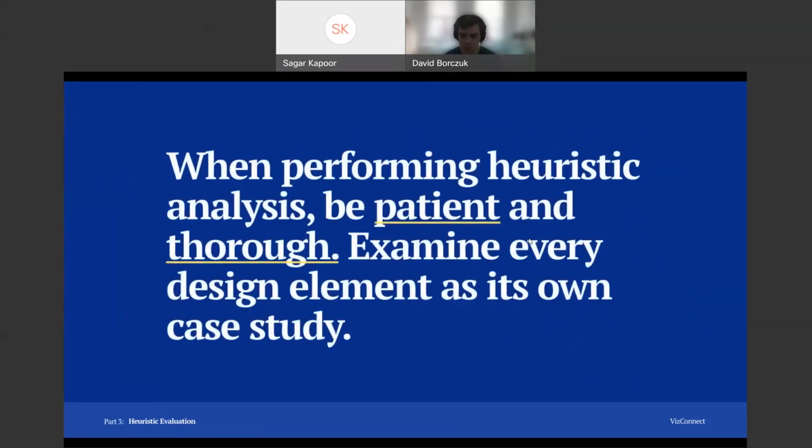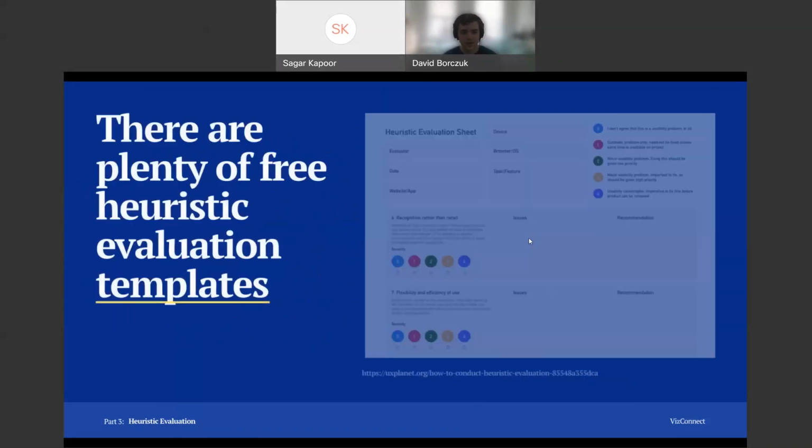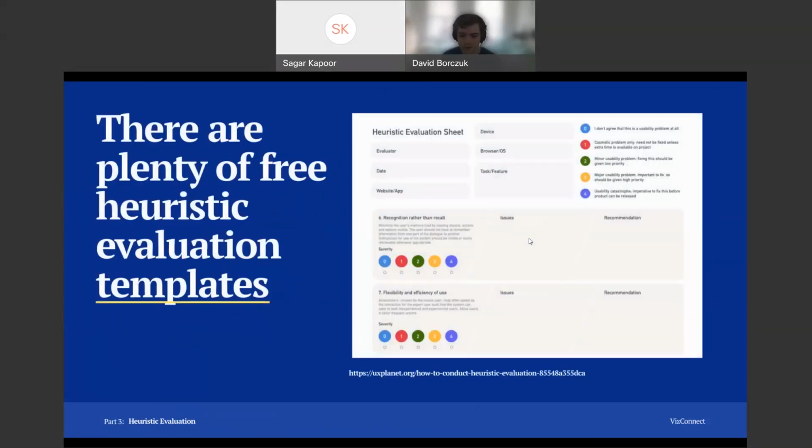So these are all the rule of thumbs. I didn't cover all of them, but the ones that I particularly use. When you do this heuristic analysis, you want to be patient and thorough and examine every design element when you're creating a dashboard and see if it follows this heuristic design rule of thumb and make it its own case study. And so there are actually plenty of templates online in order to accomplish this.